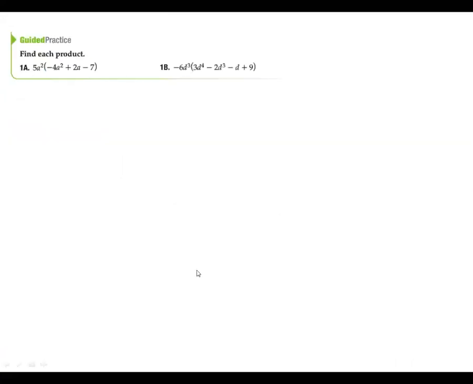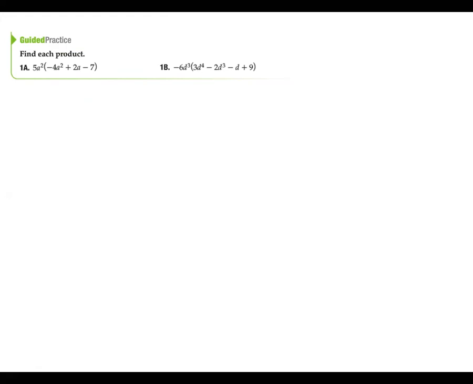I prefer the horizontal method personally, so a lot of the problems here we're going to do horizontally. I just think the vertical method doesn't lend itself whenever we get into more complicated problems. So here's 2 for you to try. Go ahead and pause the video.